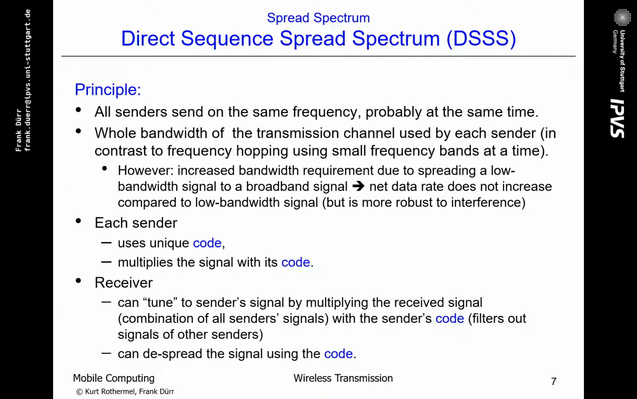So it can do that by knowing the code of that particular sender and again multiplying the combined signal from all the senders with the specific code of a particular sender. That would cancel out all the signals from the other senders that the receiver does not want to receive from, and will leave us only with the signal of the one sender that the receiver actually wants to receive.